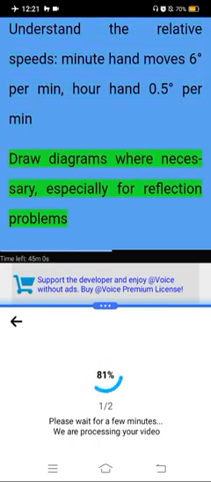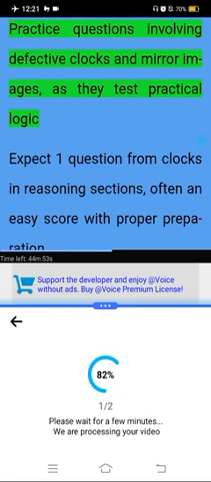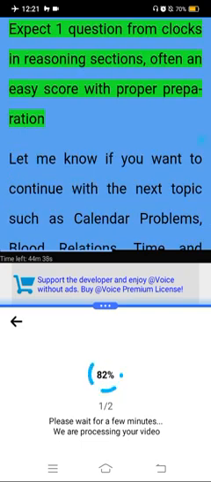Draw diagrams where necessary, especially for reflection problems. Practice questions involving defective clocks and mirror images, as they test practical logic. Expect one question from clocks in reasoning sections, often an easy score with proper preparation.